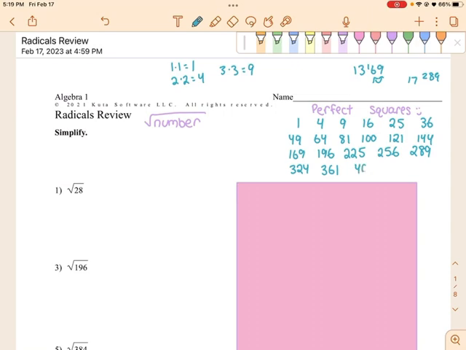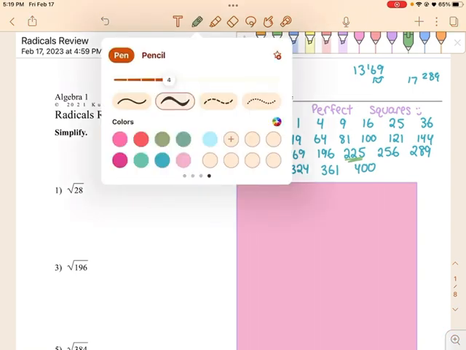Chances are you're not going to use these upper ones too much, probably only up to this 225, but it's good to know all of them, especially going into Algebra 2 next year. The more you practice them, the more you will remember them.